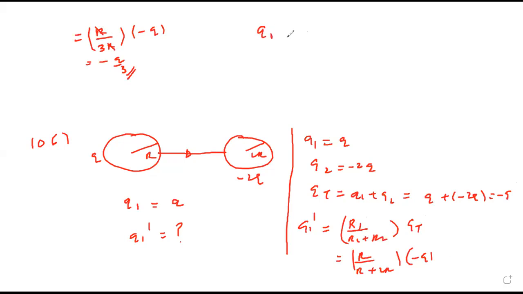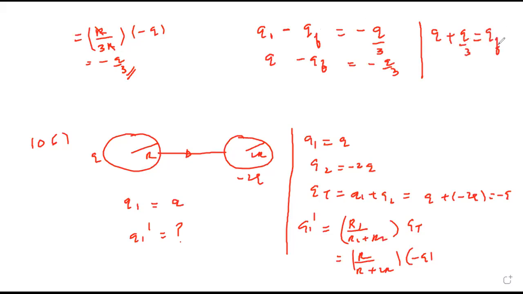So q1 minus charge flowing is the left out charge. q1 is original, minus charge flow is equal to charge left. So it is q minus q flowing is minus q by 3. Therefore q plus q by 3 is charge flowing. 4q by 3 is charge flowing. 4q by 3. Option D.